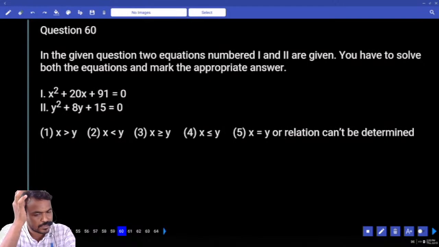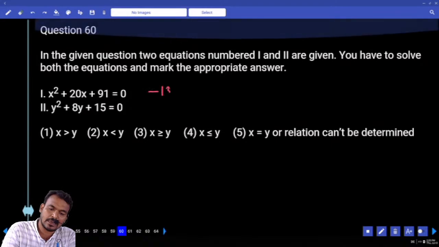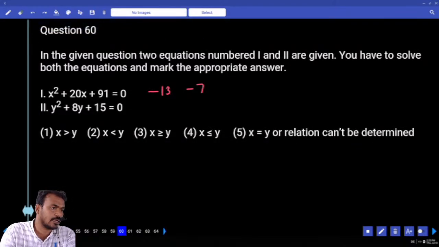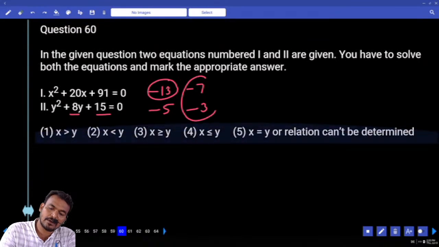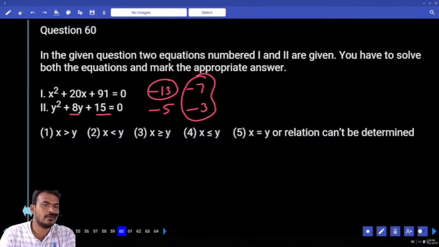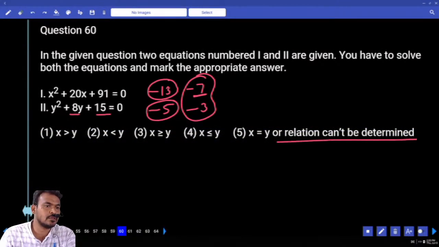What is the first one product? 91. Sum will be 20. One is minus 13, another one minus 7. Second one product 15. Sum will be 5. Minus 5, minus 3. Okay. Minus 13 compared to minus 7 and minus 3, less than. Minus 5 compared to minus 7, greater. Then the answer? No relation.